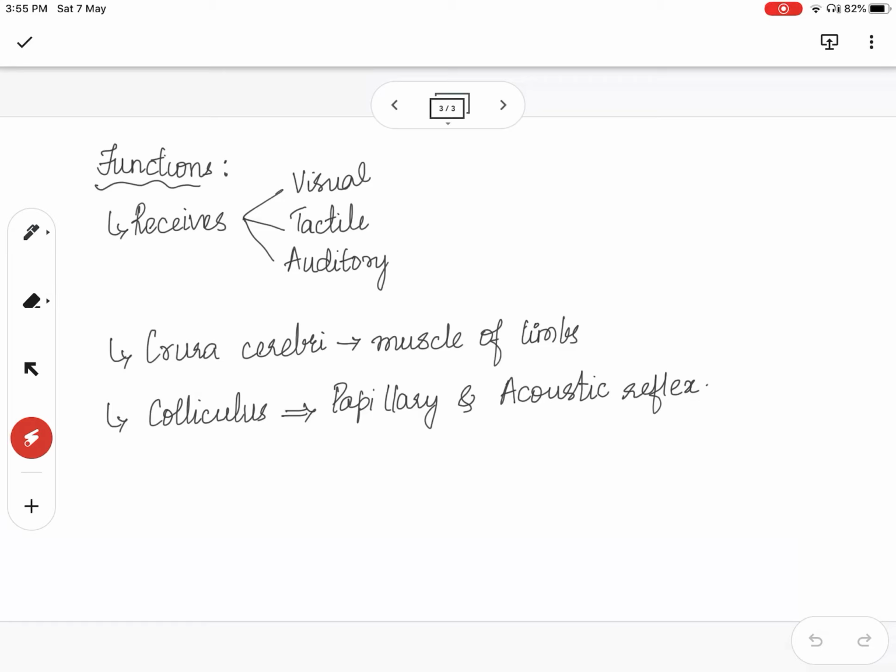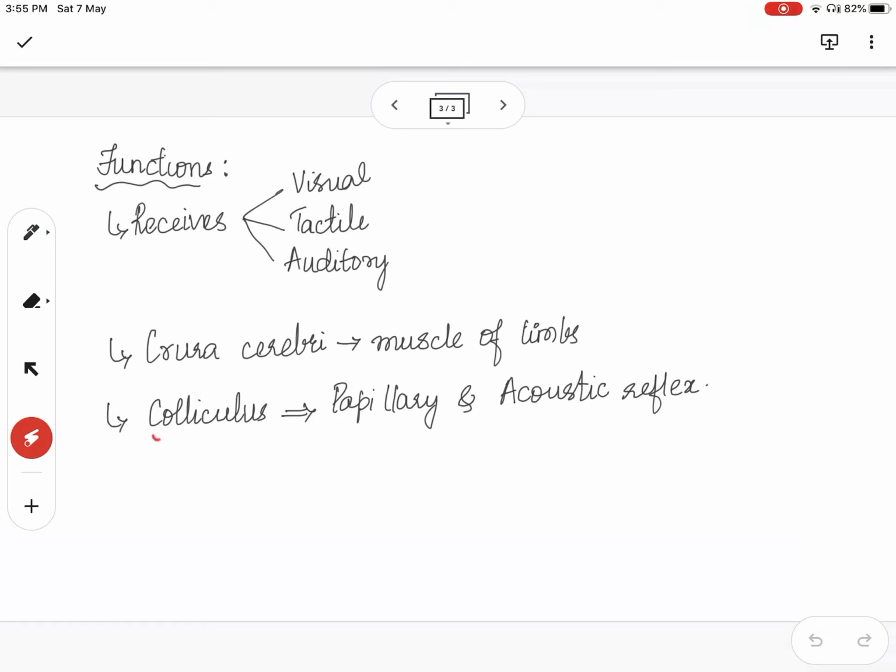Then coming to the second one, crura cerebri. I was talking about that, right? Crura cerebri is present on the anterior portion of the transverse section of the midbrain, which has two myelinated nerve fibers, correct? So what do they do? They help in controlling the muscles of our limbs. Questions on these also have come. So please do remember, what is the function of crura cerebri? They control the muscles of our limbs.